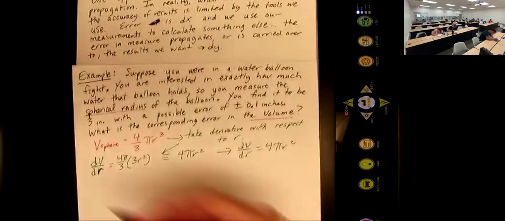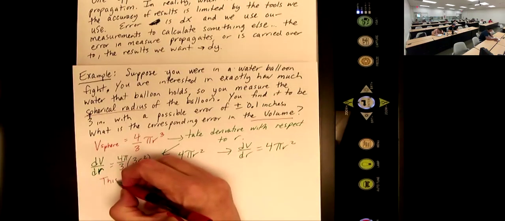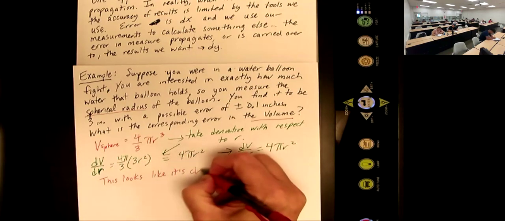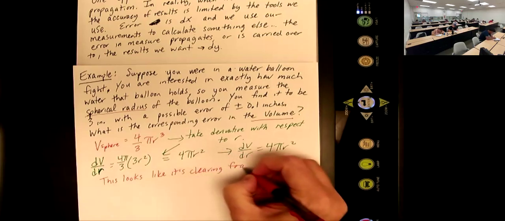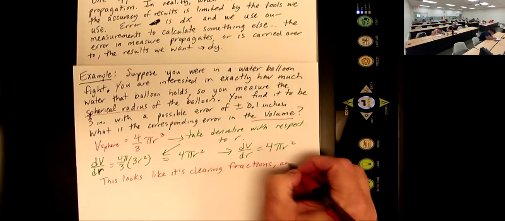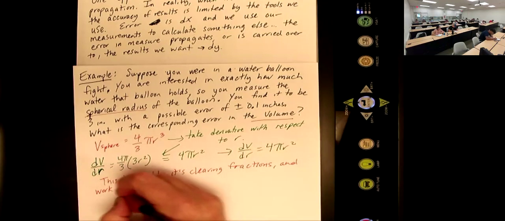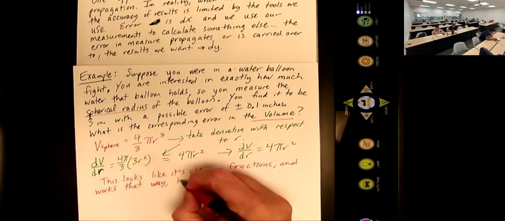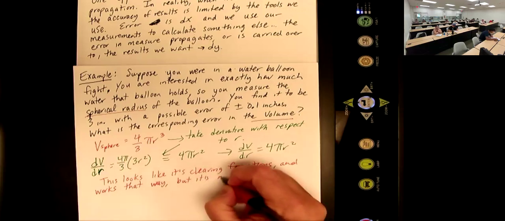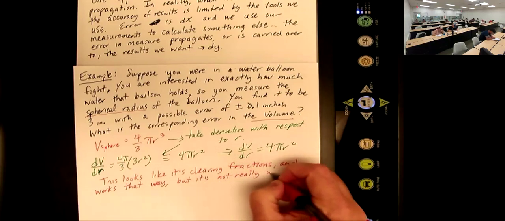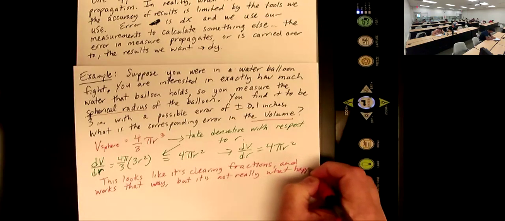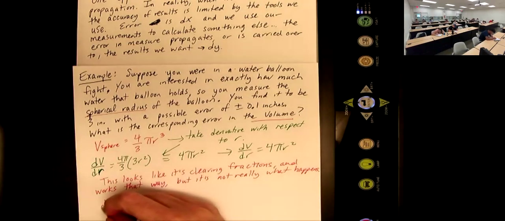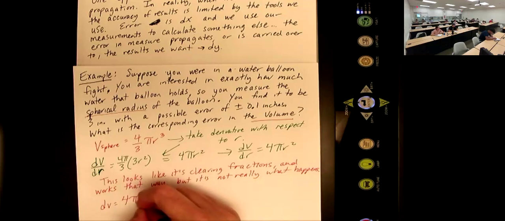And the next step looks like clearing fractions. But it's not really what happens here. It's just an easier way to remember it. Multiply both sides by dr and we get dV equals 4πr squared dr.